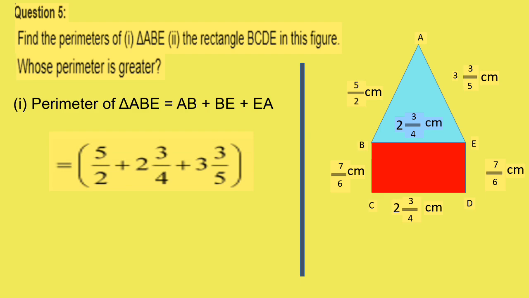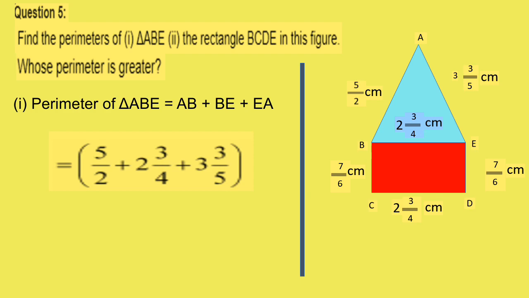Here 5 by 2 is in the correct format, but 3 by 4 and 3 by 5 are not in the correct format. They are in mixed form. So you have to convert this mixed fraction into an improper one. For that you have to multiply the whole part of the mixed one with the denominator and then add the result with the numerator, and you have to write the denominator as it is.